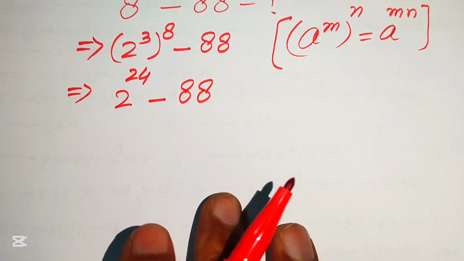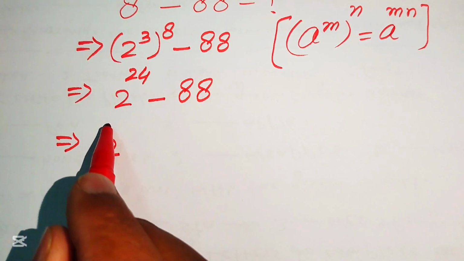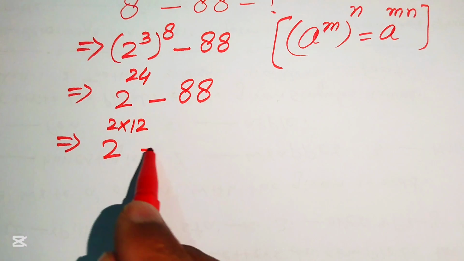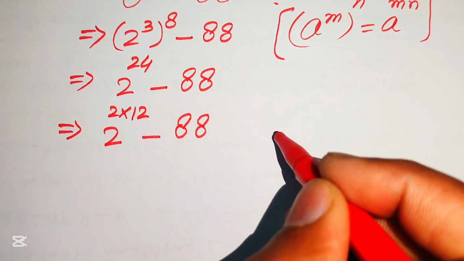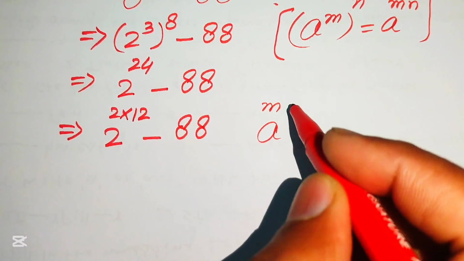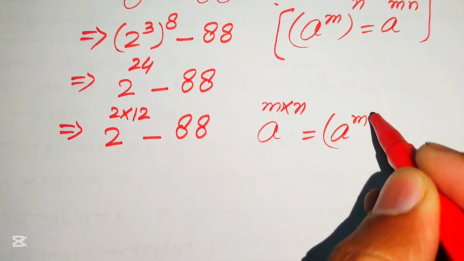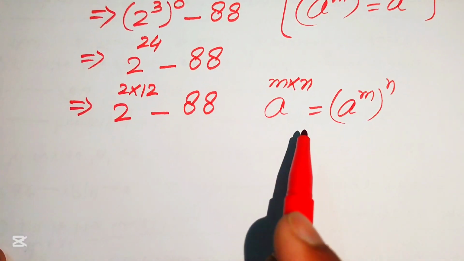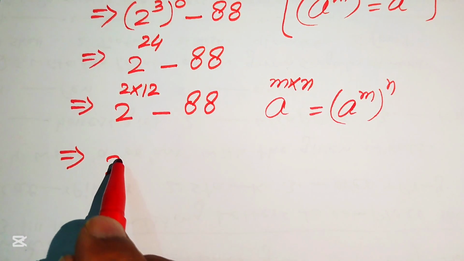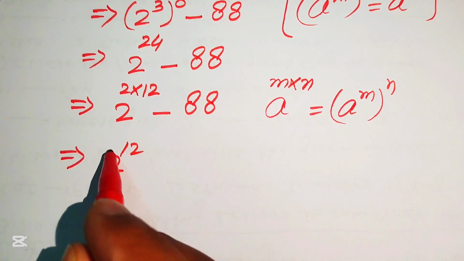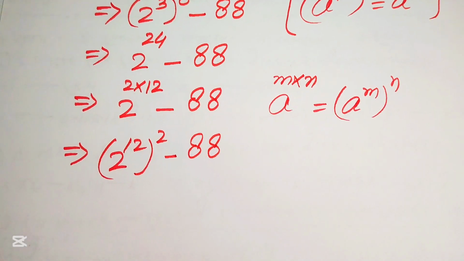Now in the next step, we rewrite this exponent 24 as 2 times 12, minus 88. Here again we have another exponent law. If you have a to the power of m multiplied by n, we write it as a to the power of m, to the power of n. So according to this exponent law, we rewrite this expression as 2 to the power of 12, and its whole square, minus 88.